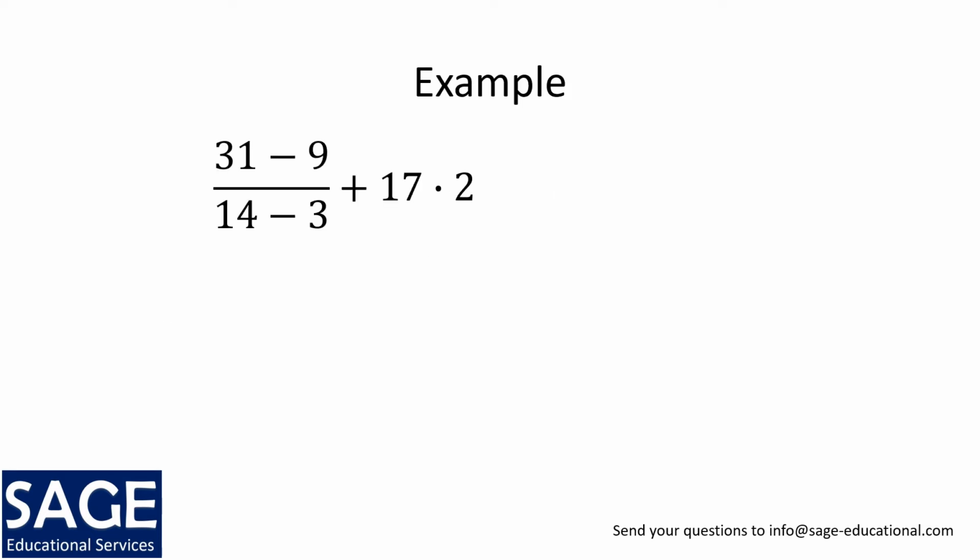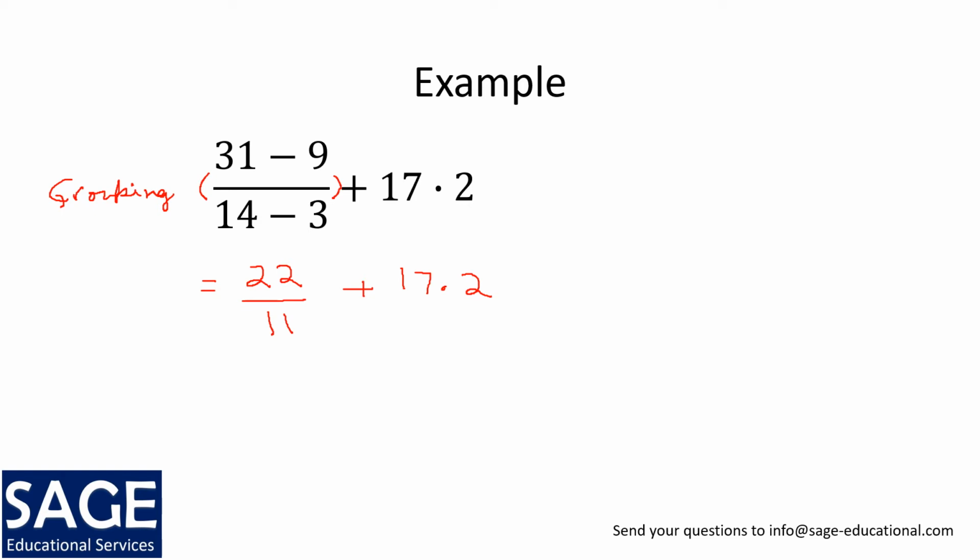Let's take a look at a few examples. So here is another grouping symbol. Whenever you see this, you can consider it a grouping symbol. What that means is that I need to first of all simplify the top portion of that fraction and the bottom portion of the fraction. So 31 take away 9 is 22, and 14 take away 3 is 11, and then I just copy the rest of the equation as it is. So what I have done is I have simplified the grouping.